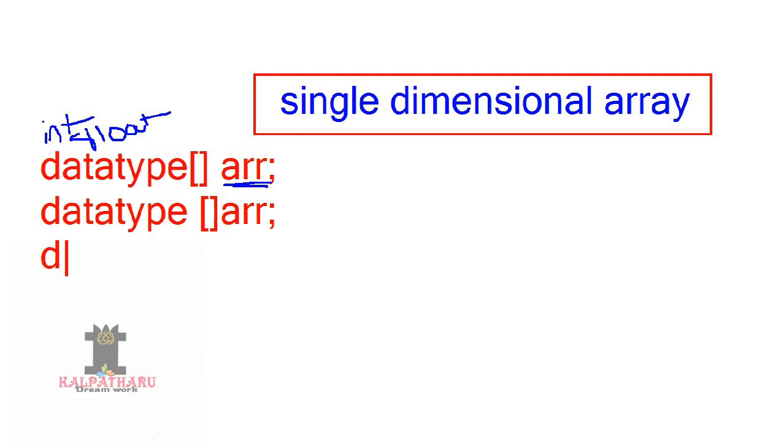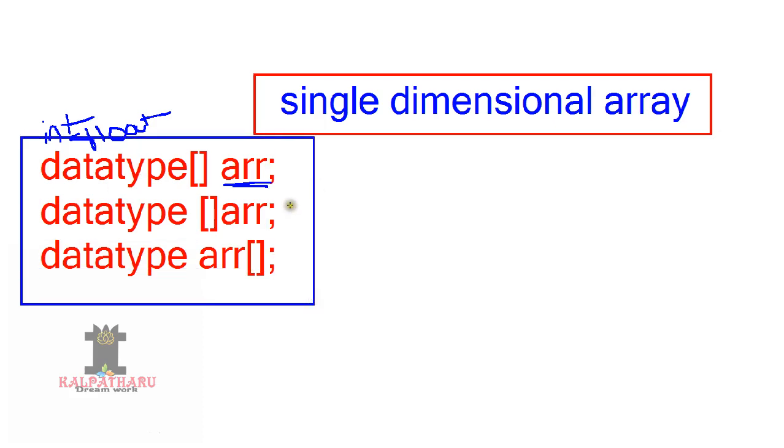Now see, after that comes the array name. All these cases represent a single dimensional array. The difference is that here the index is given after the data type, here it is along with the array name, and then it comes after the array name. This is the only difference.